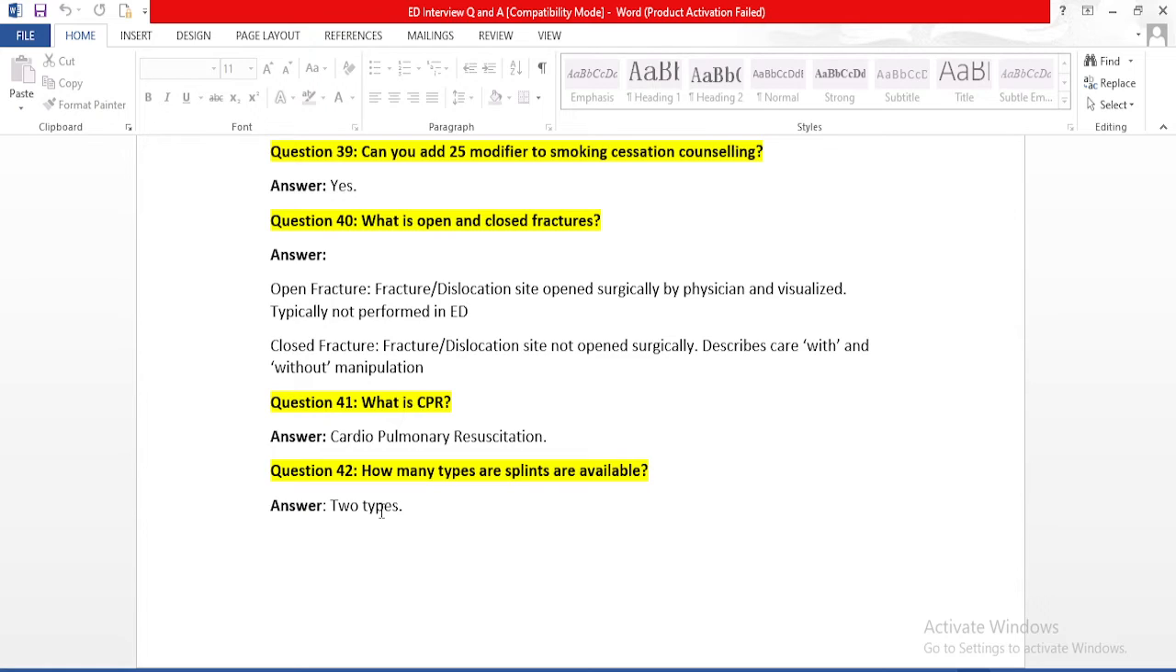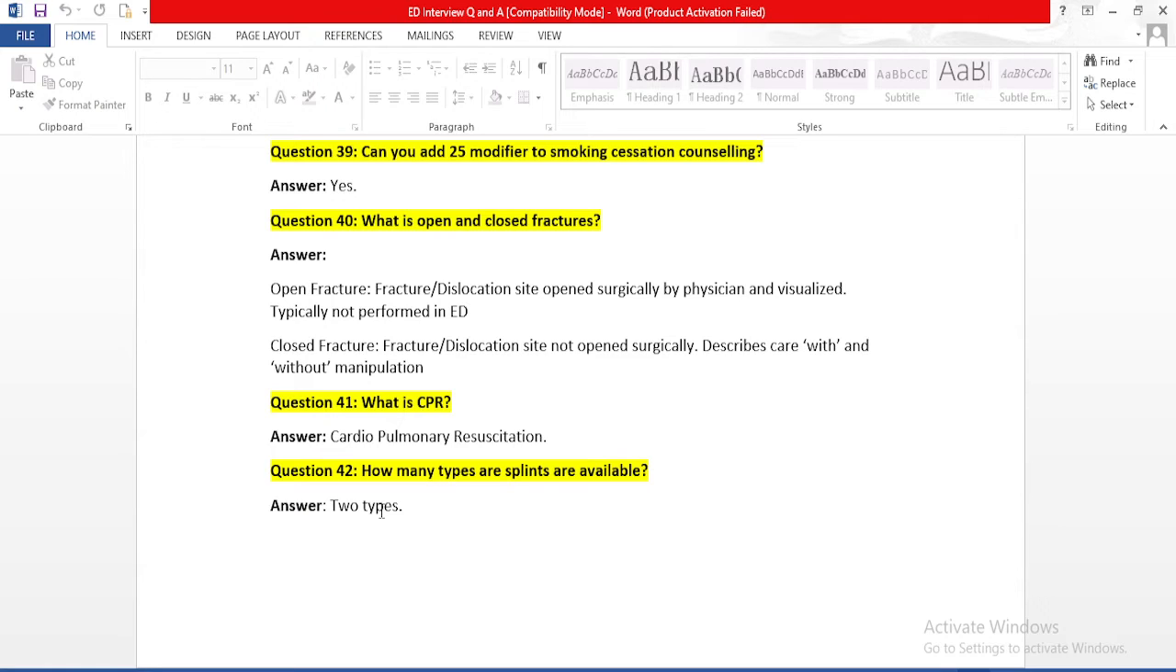Next question, what is an open and closed fracture? Open fracture or dislocation: the site is opened surgically by the physician and visualized, typically not performed in the ED. So what happens in an open fracture? The physician may create an incision and open the fracture site. In the ED, usually the physician will not perform open fracture treatment. In the ED, usually we will have closed fracture treatment.